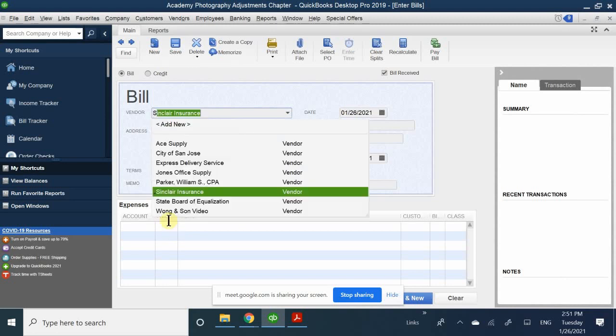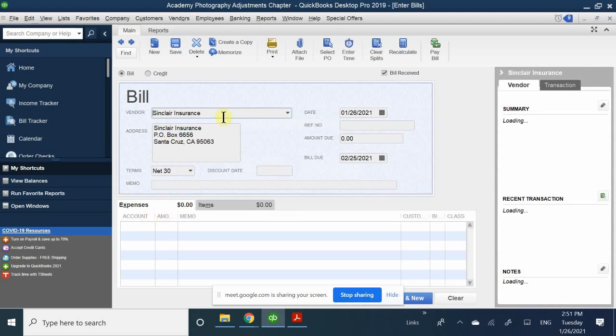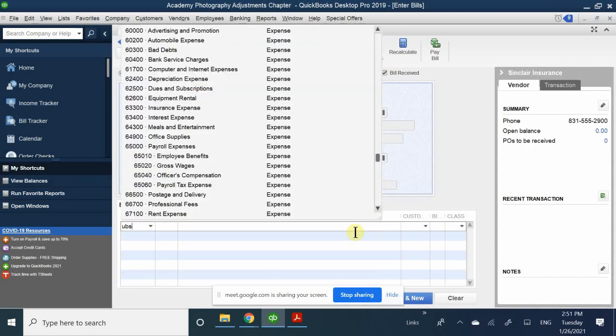I'm going to enter in this piece of information, and say this is from Sinclair Insurance. Now that the information has popped up, I'm also going to indicate that this is going to be monthly insurance. So the expense account is going to be insurance expense.